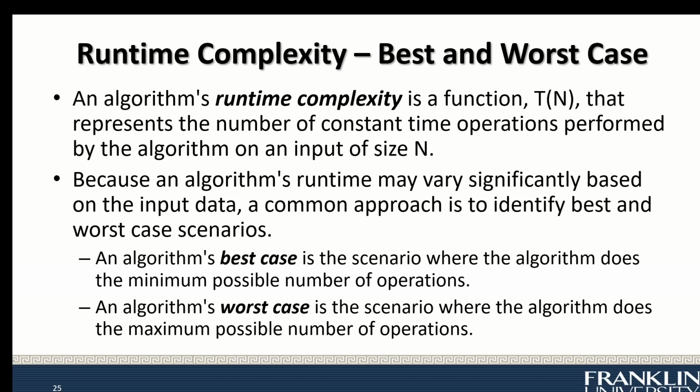An algorithm's runtime complexity function, like T sub n, represents the number of constant time operations performed by the algorithm on the input size n. Because the runtime may vary significantly based on the input data, the common approach identifies the best and the worst case scenario. Like the linear search, which searches items from the beginning to the end. If there are 1,000 items in the list, what would be the best case? What would be the worst case?